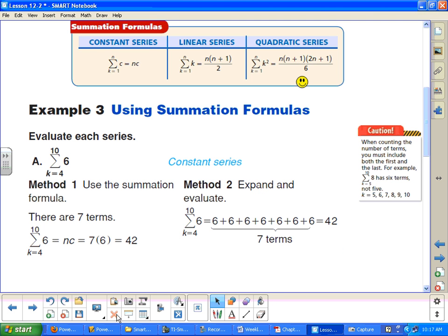Okay, so I have 6 for 4, 6 for 5, 6 for 6, 6 for 7, 6 for 8, 6 for 9, and 6 for 10. That's why there's 7 of them. Okay, it's not 10 minus 4 gives me 6. You have to include the 4 also, which is why there's 7.